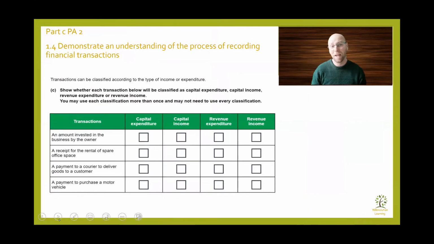Part C now. So this is looking at learning outcome 1.4, which is demonstrate an understanding of the process of recording financial transactions. So this part of the task in particular is testing, are you able to categorize transactions into capital and revenue categories? And this is where the examiner has actually stated it is a strength that students have. So again, for yourselves, if this is an area that you feel confident with, just have a listen to see if what I go through can help just make sure you are getting maximum marks for this part of the task.